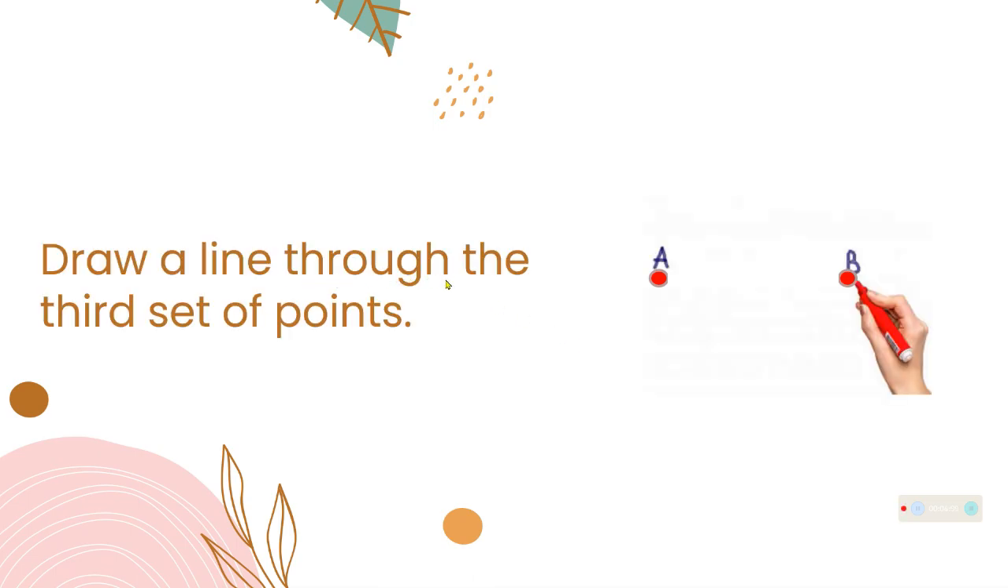Next, draw a line through the third set of points. You will just connect point A and point B. And then we may call this a segment. You may name this as segment AB or segment BA.